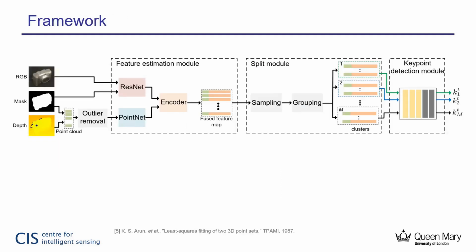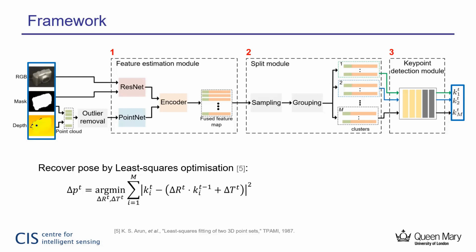We proposed a cluster-based keypoint detector for category-agnostic 6D-pose tracking. The framework includes 3 modules, and the whole pipeline is in an end-to-end manner. We use RGB, target mask, and depth as input, and the output is predicted keypoints. We can use the same framework to obtain the keypoints from the previous frame and the current frame at the same time. Then, the 6D pose can be recovered by using least square optimization.